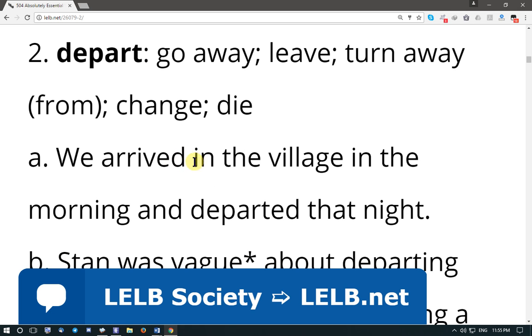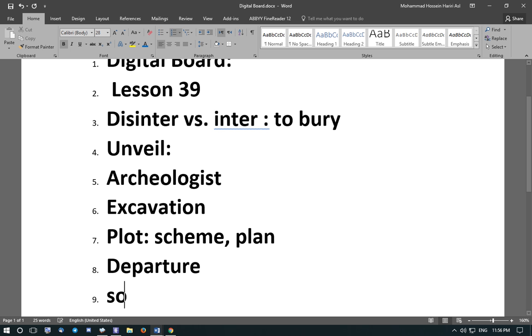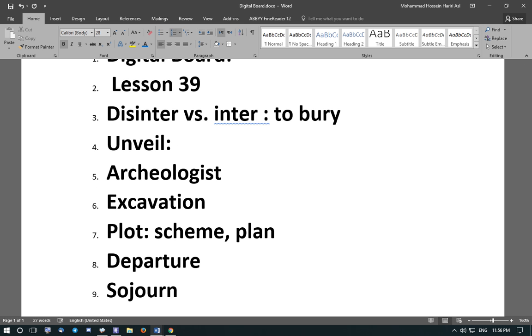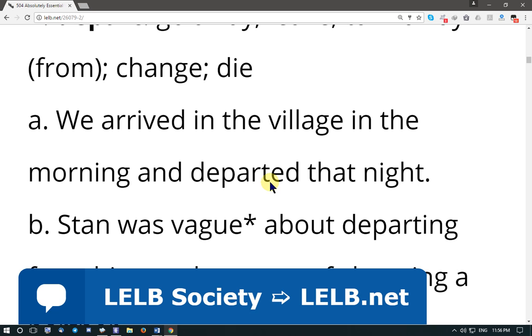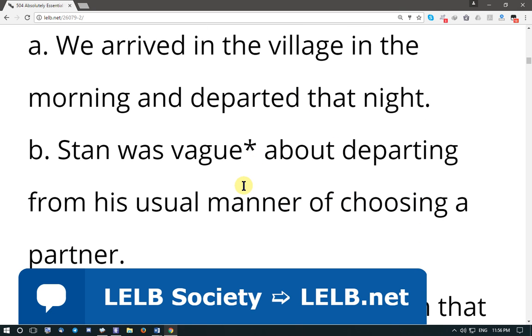We arrived in the village in the morning and departed that night. So we had a very short stay there. Also you can say sojourn. Sojourn means you stay in a place for a short time. We arrived in the village in the morning and departed that night. We didn't stay there for so much time.